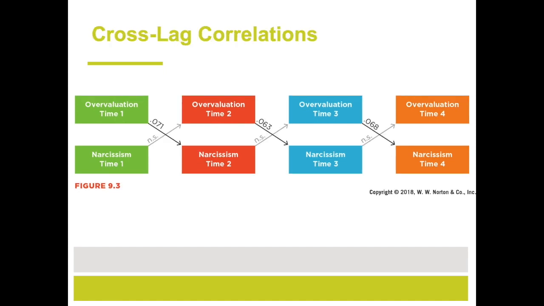And then there are cross-lag correlations. These are really interesting because they start to show what one variable tells us about the other variable at the next time point. Overvaluation does somewhat predict narcissism at time 2, again from time 2 to time 3, and from time 3 to time 4. Interestingly, narcissism does not predict overvaluation at the next time point. This starts to give us a clue that overvaluation is what is influencing narcissism and not the other way around.